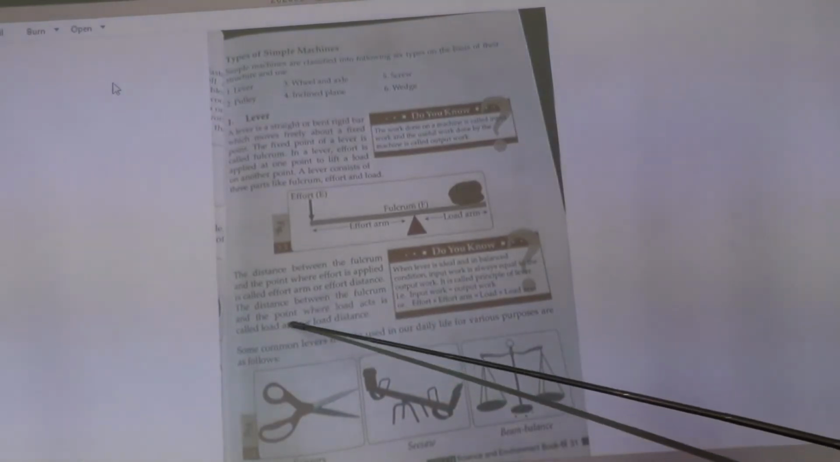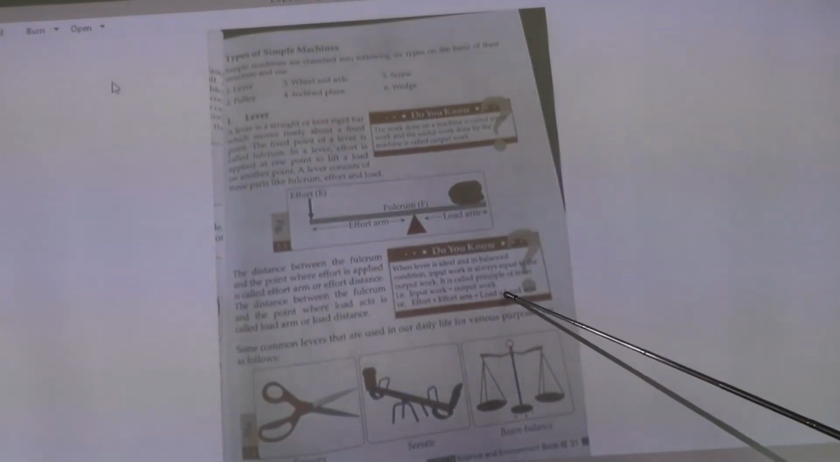The distance between the fulcrum and the point where load acts is called load arm or load distance. Here you can see the distance between the fulcrum and the load is known as load arm or load distance.